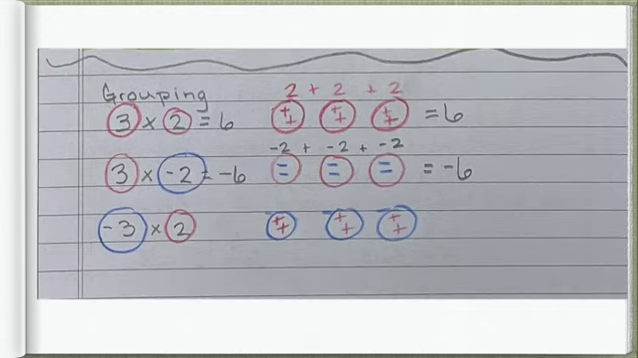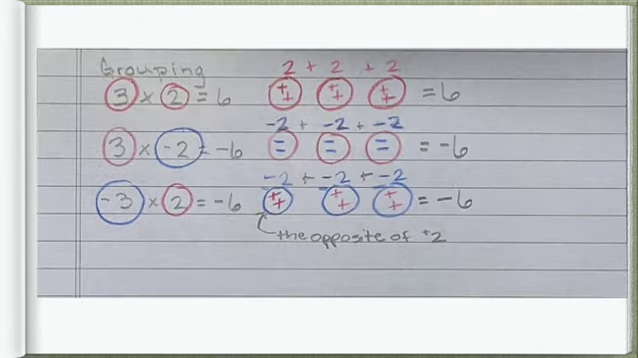So you put 2 positives inside each one of those negative groups. It means it's the opposite of positive 2. The opposite of positive 2 is negative 2. So you really have negative 2 plus negative 2 plus negative 2, or the opposite of positive 2 plus the opposite of positive 2 plus the opposite of positive 2, meaning you have 6 negatives.